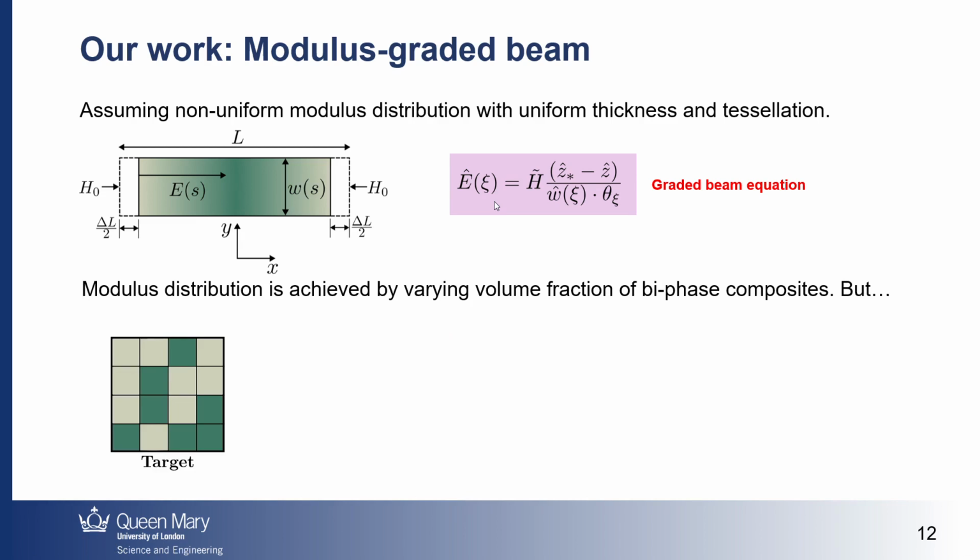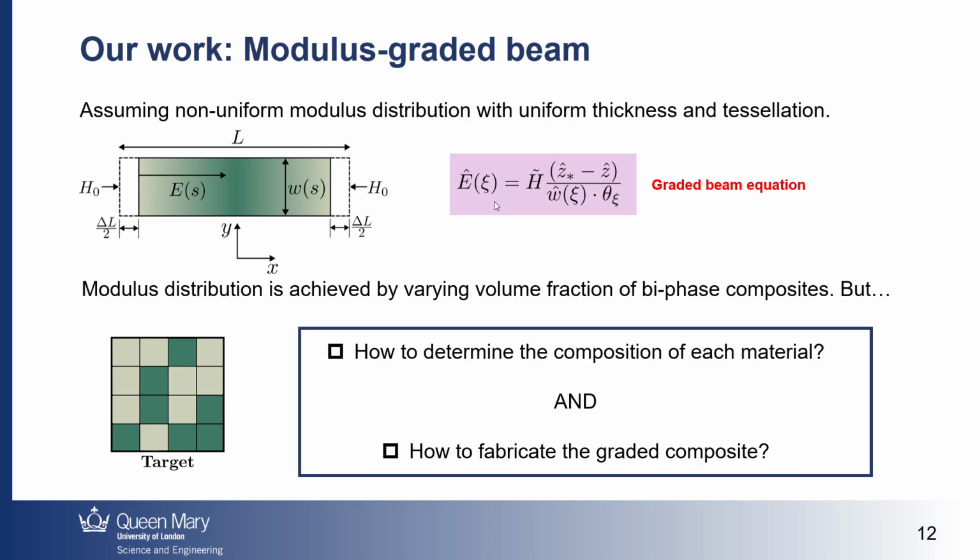But how do we achieve Young's modulus gradients? One way to achieve this is using biphase composites. And there are two questions we want to answer. How to determine the composition of each material? We have a rigid material and a soft material, so how do we vary the composition between them? And secondly, how do we fabricate the graded composite?